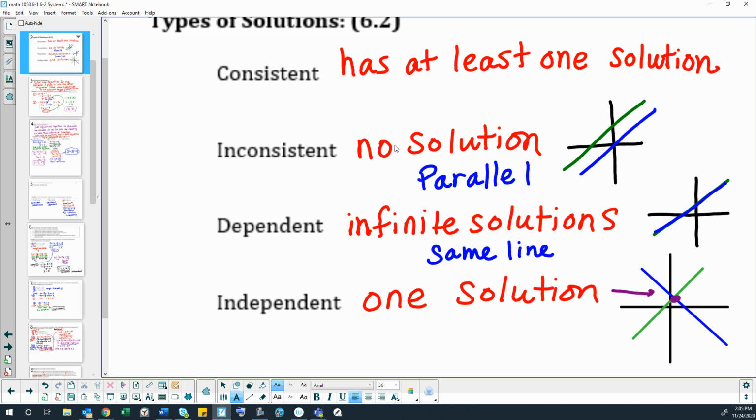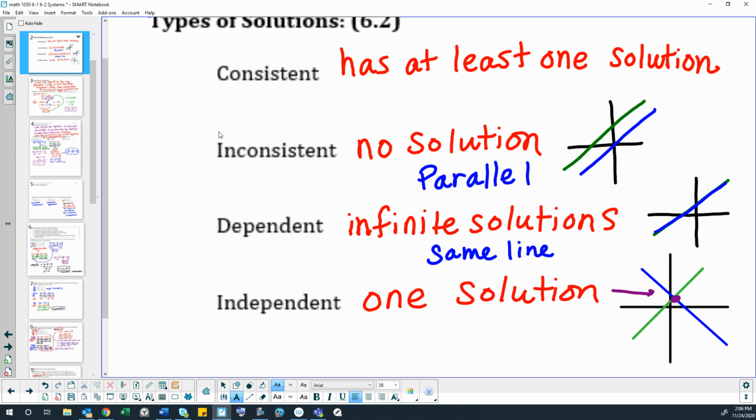So no solution is inconsistent, but infinite solutions is called dependent. It's also consistent because it has at least one solution. So this type of problem is called consistent dependent. Okay? One solution is just one point where they cross, and that is called consistent independent. Now, inconsistent is just a class of its own. So consistent dependent is one type of solution, consistent independent is another type of solution, and inconsistent is our no solution. So just some fancy names you're probably going to see as you go along.